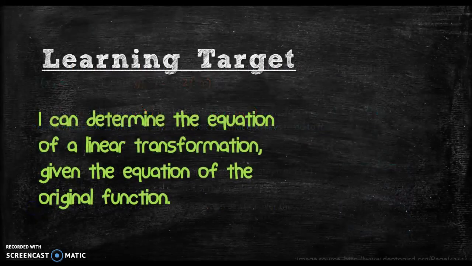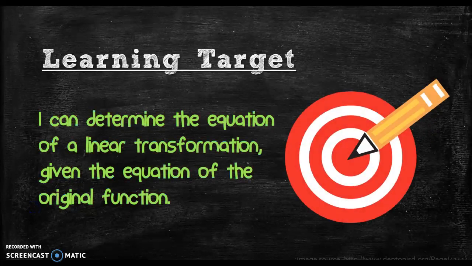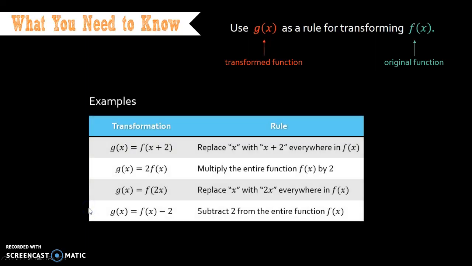I can determine the equation of a linear transformation given the equation of the original function. So now we're going to be working backwards from what we just did. We use g of x as a rule for transforming f of x. You have your transformed function and your original function. Here are some examples. Take a look at the very first line right here.